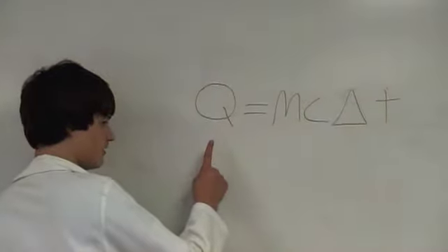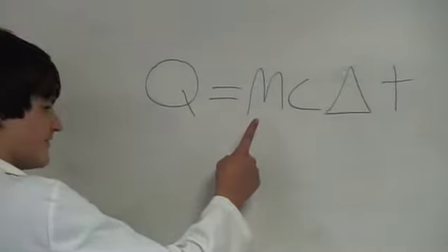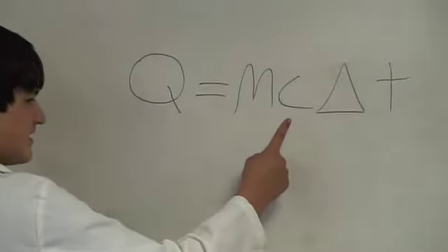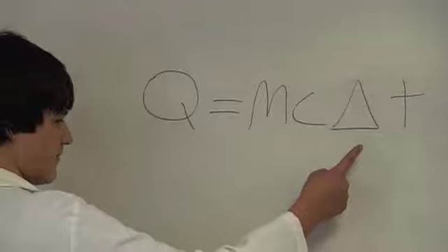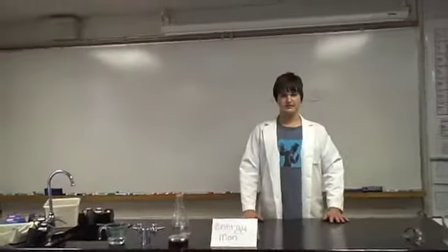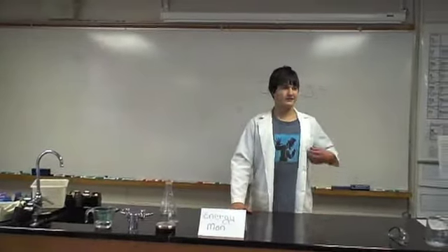Q stands for the energy required, M stands for the mass of the substance, C is for the specific heat, and delta T is the final temperature minus the initial temperature. Q is the variable we're trying to solve for.